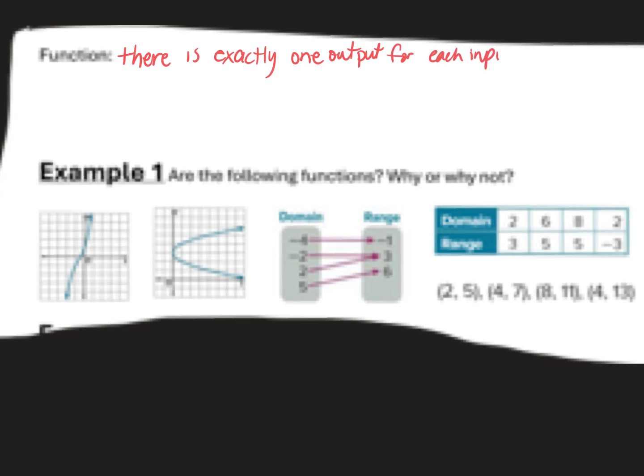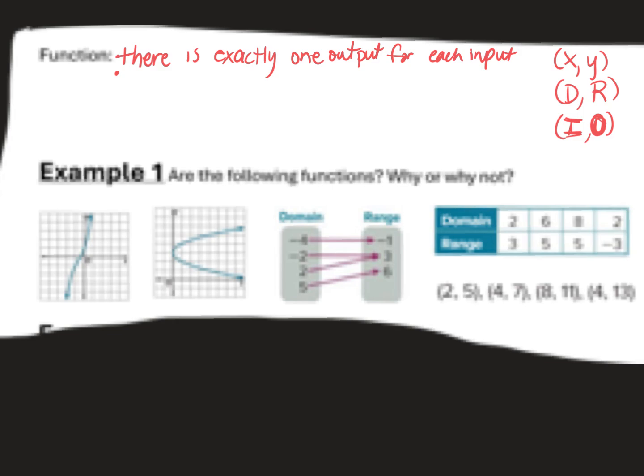I want to show you something that helps us remember things. In an ordered pair, we have x, y; domain and range, alphabetical order; input, output. There's exactly one output for each input. That's one way to say this.